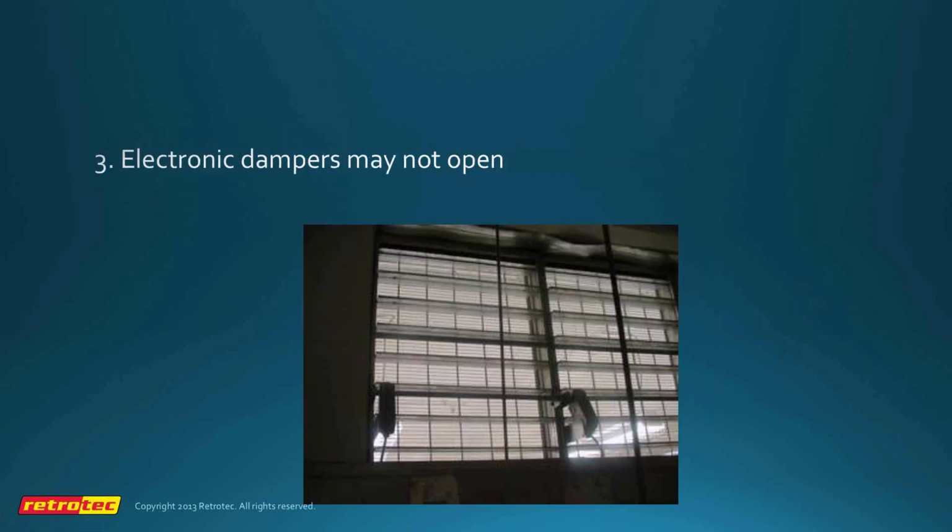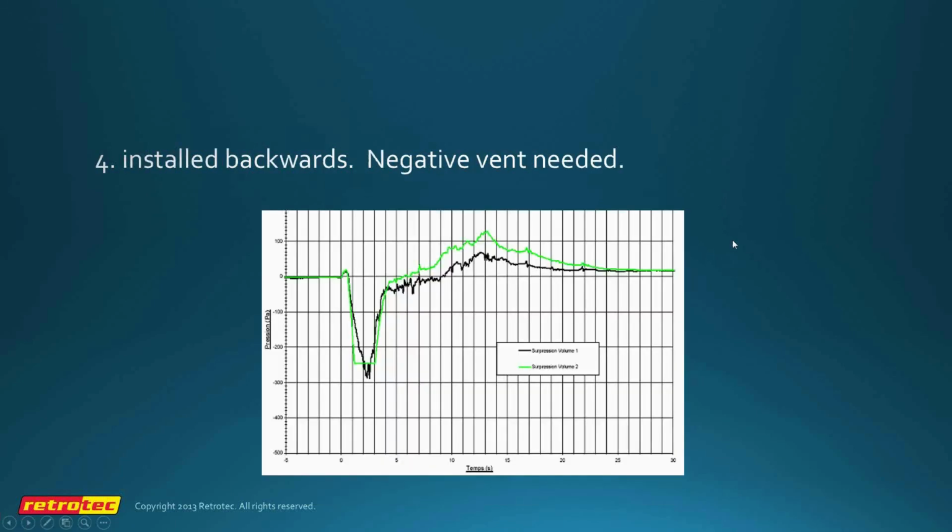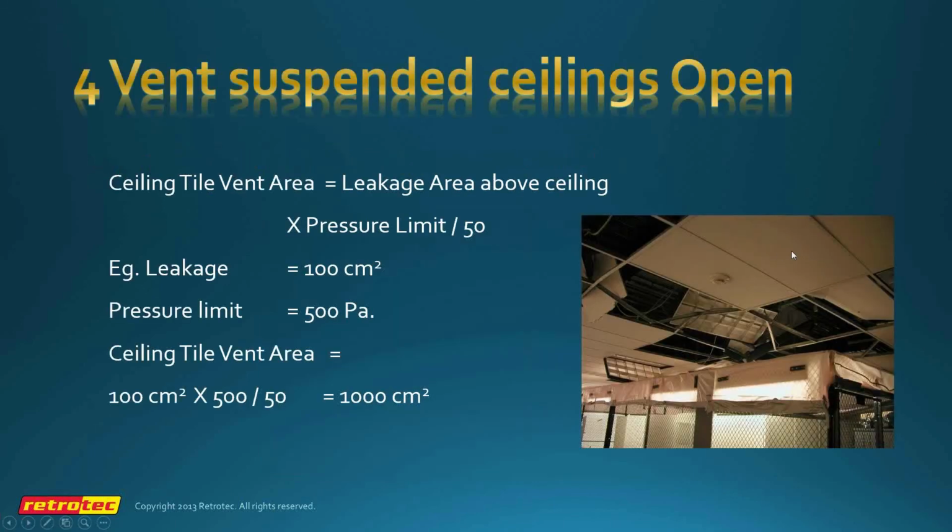And on the same basis, electronic dampers need to be checked on an annual basis to ensure that they will in fact open as designed. And in other cases, for halocarbons, the vents are installed improperly to vent a positive pressure, and there is no positive pressure at all. I guess that's part of the learning process. The software will tell you how much negative venting you need and how much positive venting you need. So hopefully we can solve that one.